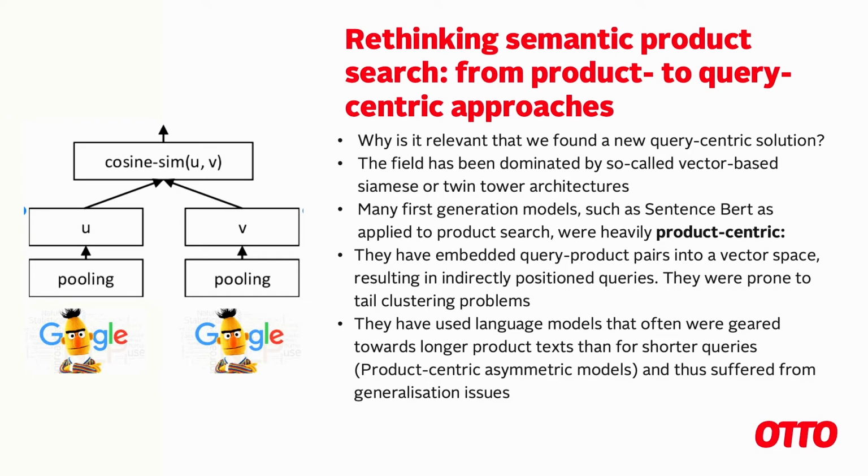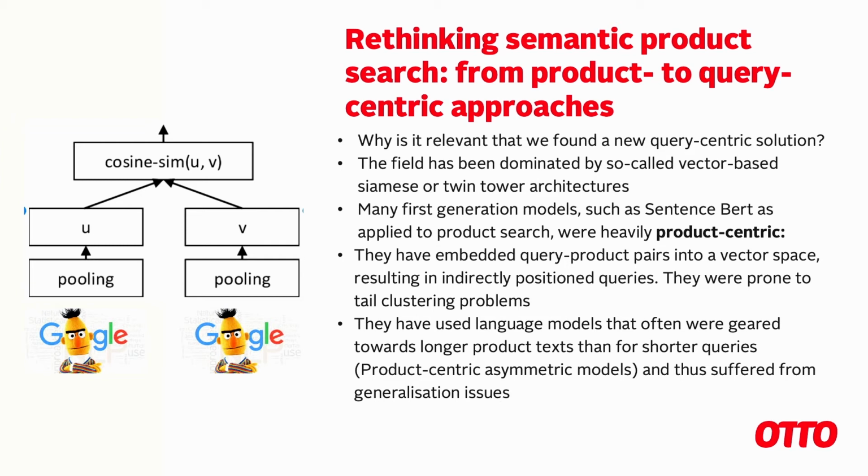However, there's something more than joy at OTTO for our good test results. There's something more fundamental going on here, and that's that we pushed the development of the model towards a query-centric solution. We said, okay, the main problem here are the queries, and we need to do something with them. And that's something which, if you look at the history of semantic product search, was perhaps a bit overlooked in the first 2 or 3 years. The first generation of models like Sentence-BERT were heavily product-centric. The model was trained with queries, very often only a tiny bit, and a huge corpus of product titles. So what the model learned was actually the product titles and a bit about the queries. That's why we call these first generation models product-centric.